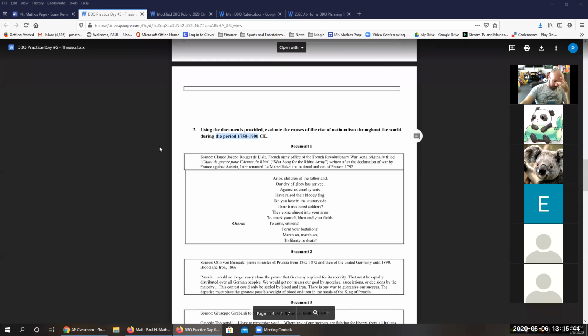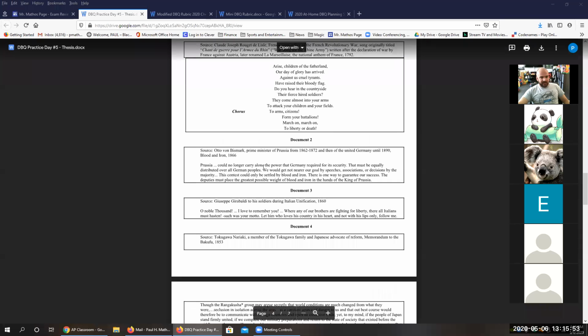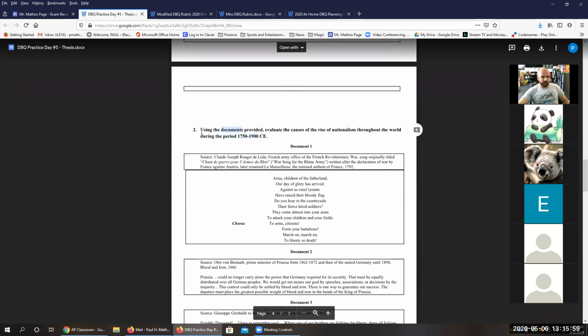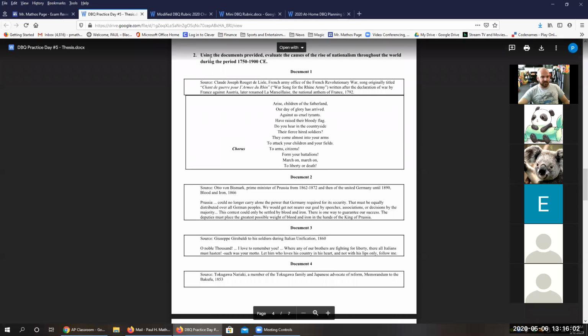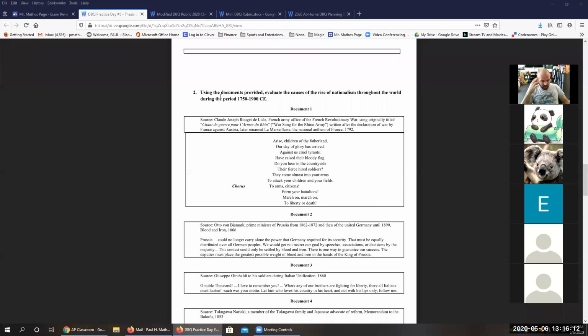So here's what we're going to do. You guys really are making this hard. We're just going to do one more then, because we had a lot to get through, and this is just going to push us back a little bit. Go ahead and make a thesis for number 2. Again, that means you're going to sit there and go through the documents and evaluate these causes. So it's using the document provided, evaluate the causes of the rise of nationalism throughout the world during the period 1750 to 1900. So I guess let's take 10 minutes.